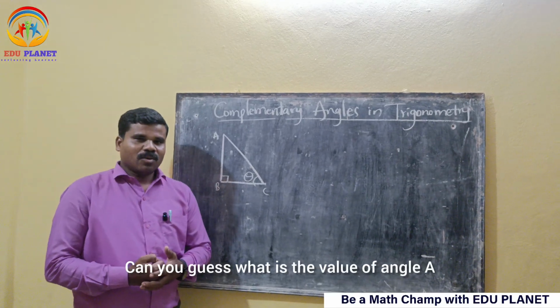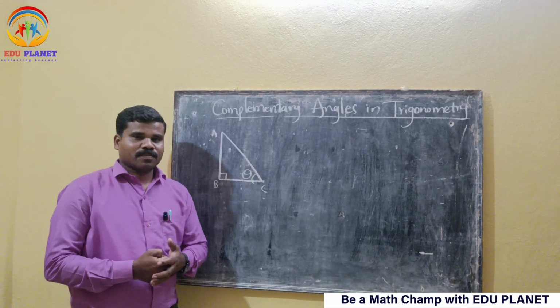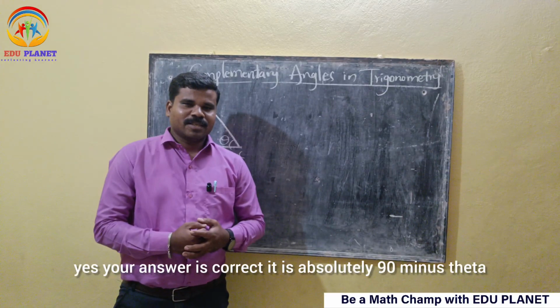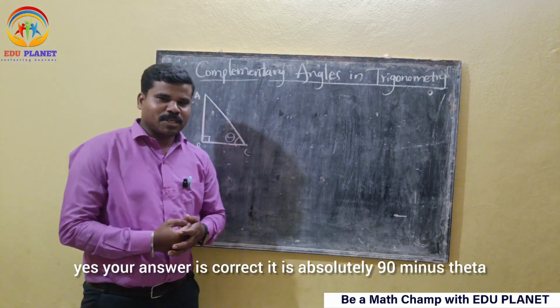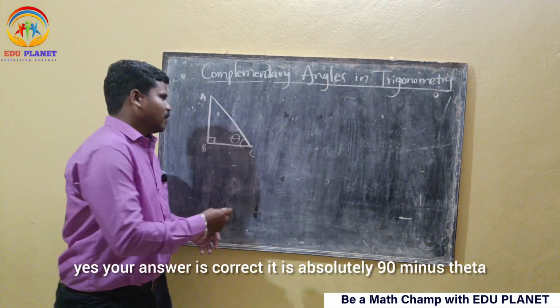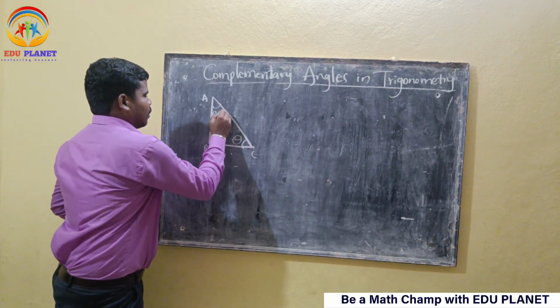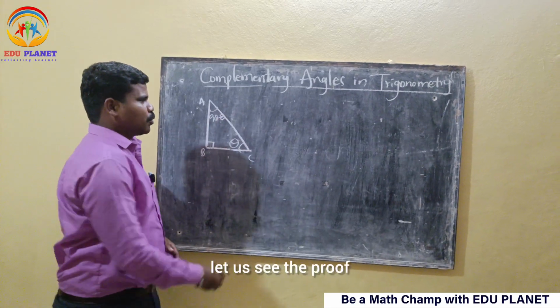Can you guess what is the value of angle A? Yes, your answer is correct. It is absolutely 90 minus theta. Let us see the proof.